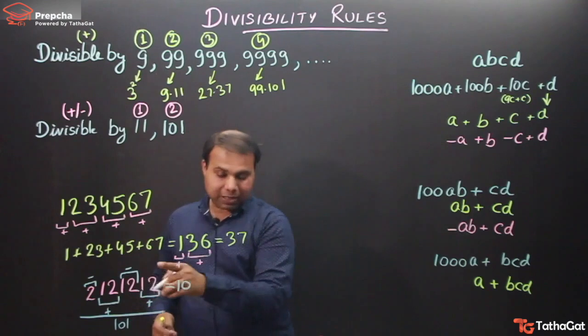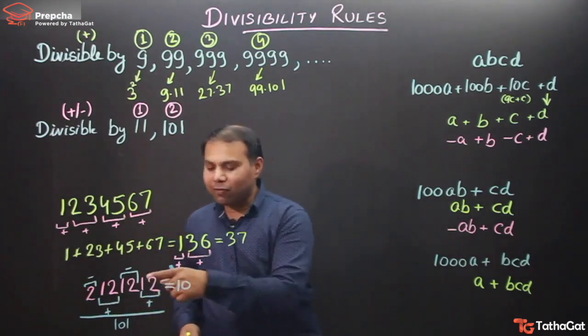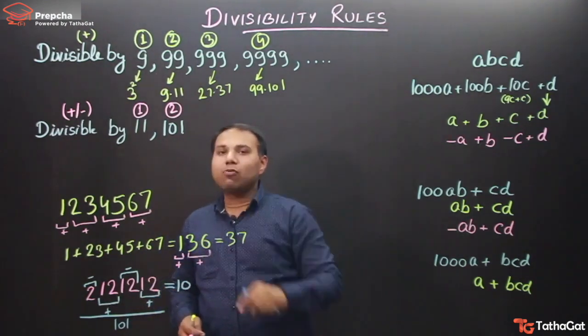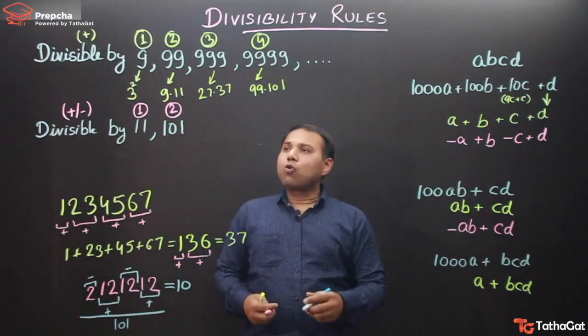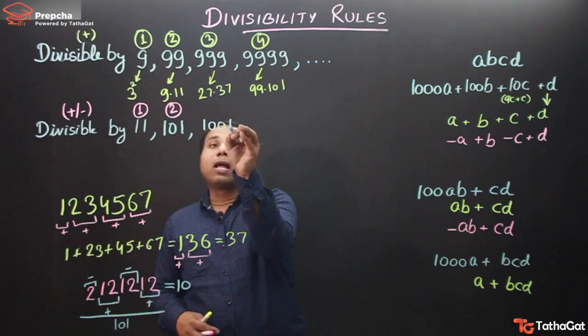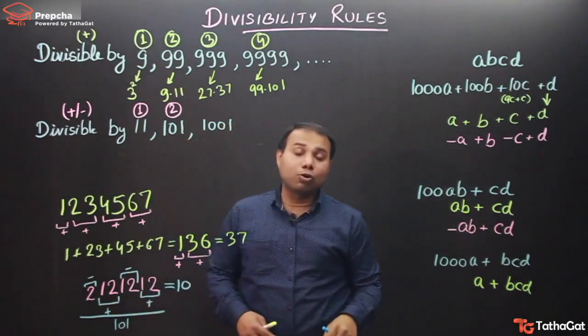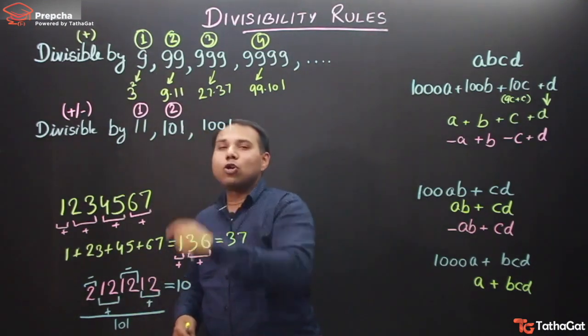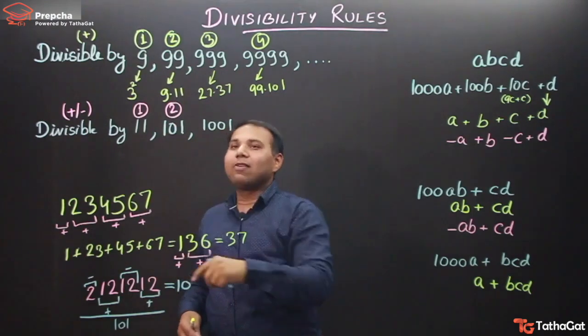So this number is not divisible by 101. So I need to subtract 10 from this number so that this number can become divisible by 101. I hope it is clear. Now going quickly for the next number, if my divisor is 1001, prior to that, this 101 is also a prime number. So this rule is going to be valid only for this number, as for 11.